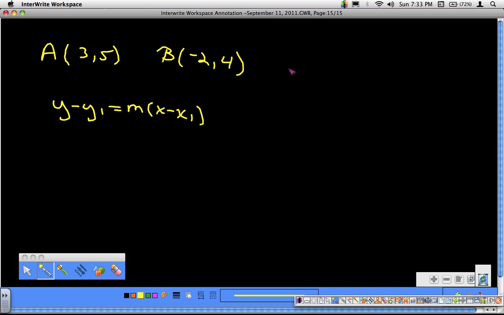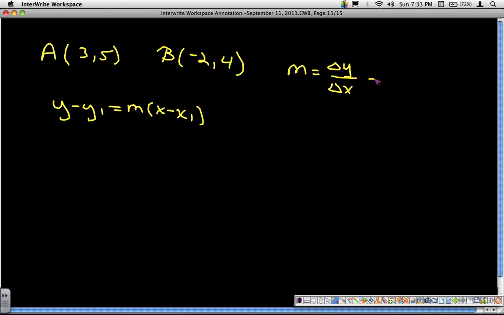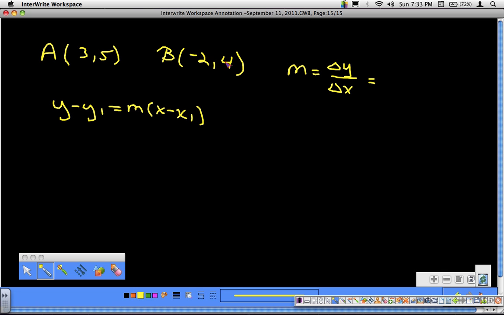So let's again do change in y over change in x. So the y's goes from 5 to 4, so that's down 1. And the x's from 3 to negative 2, that's down 5. Negative divided by negative simplifies into positive 1/5. So now I have my slope, 1/5. I know I'm going to keep my x. I know I'm going to keep my y. Now it's my choice if I want this to be x1, y1, or if I want this to be x1, y1. And it doesn't matter. I'm just going to pick this second one. So I'm going to let this be x1 and this be y1.